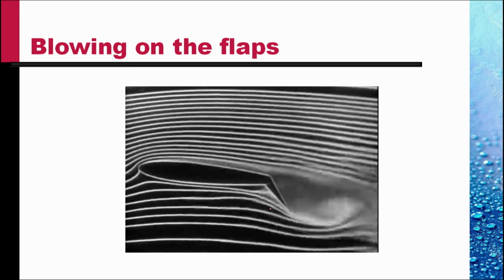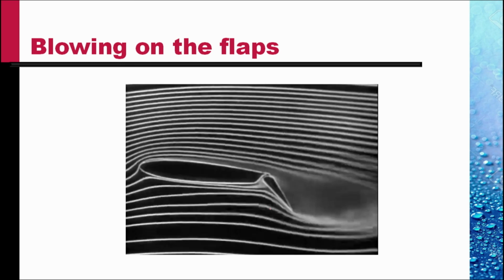But the flow tends to separate on the flap. So if we can create an opening between the flap and the main wing so that the flow from here is directed onto the upper surface of the flap, the separation is reduced. You notice the separation is reduced. And so this would increase the lift coefficient much more.